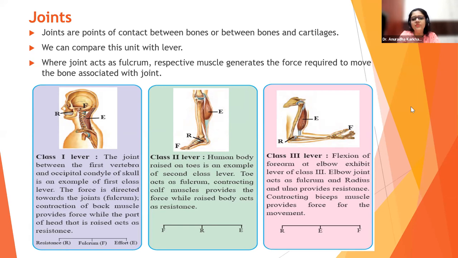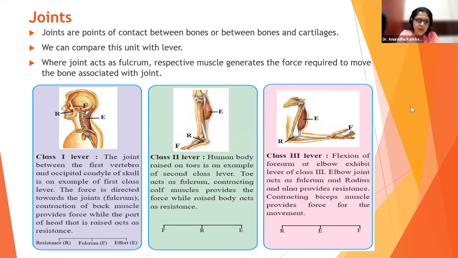Okay, so look at the class 1 lever. In class 1 lever, the joint between the first vertebra and the occipital condyle of the skull is an example. That day I had shown you the facets present for the occipital condyles, and you saw the atlas vertebra, the point of contact between the skull and the vertebral column, right? We have seen that the other day. So that is an example of class 1 lever.